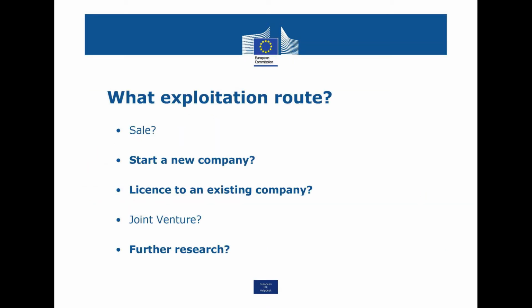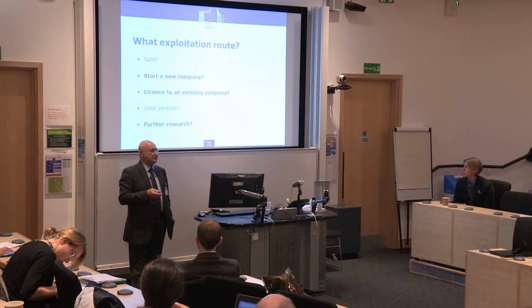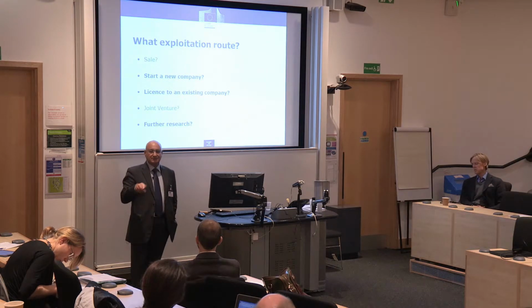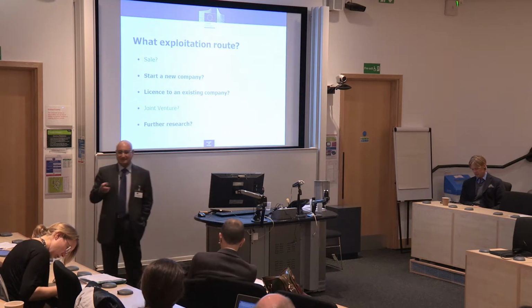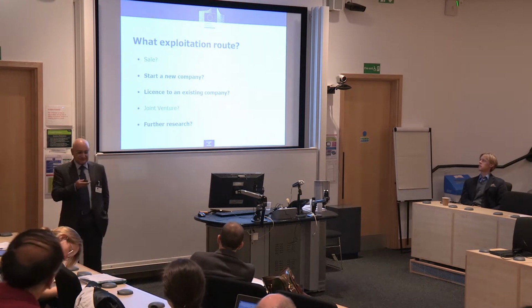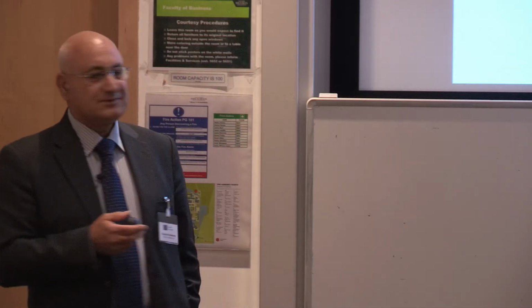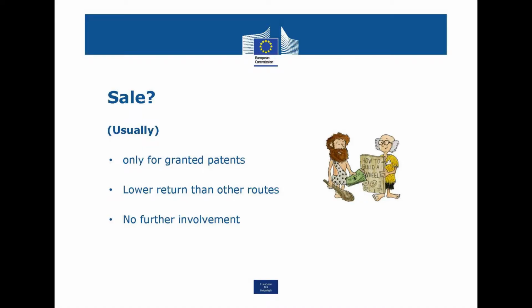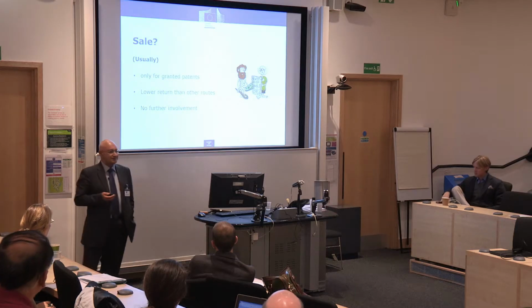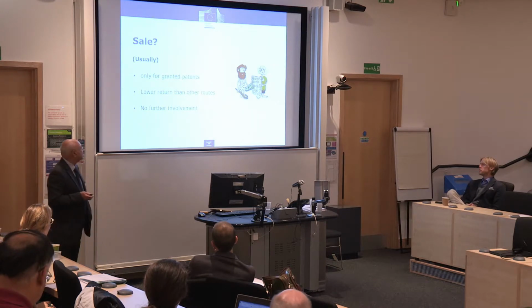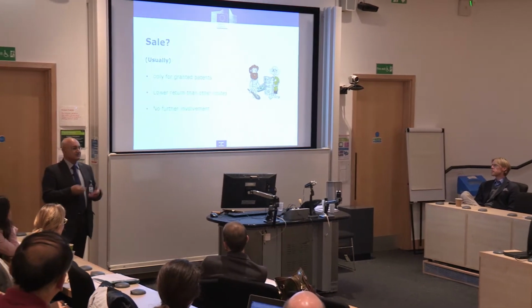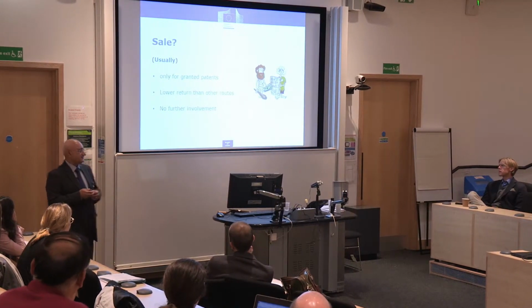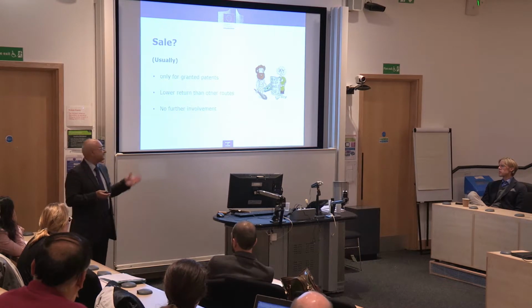I mentioned there are several: a sale, joint ventures. Doing further research is, of course, a possible exploitation route as far as Horizon is concerned. But I'm going to focus now just on the two common ones, which is, do I start a new company, do I spin out a company, or shall I license it? And I'll just talk about sale first, because it's very unusual that you would be able to sell a research result, because the sale is normally for granted patents or a technology that's sort of established. If you're very lucky, someone might buy something early, but generally it doesn't happen.